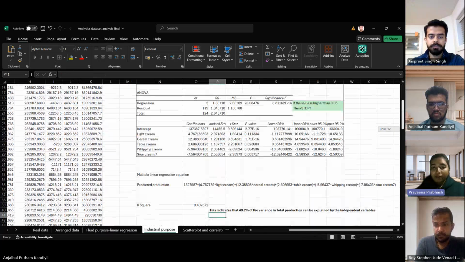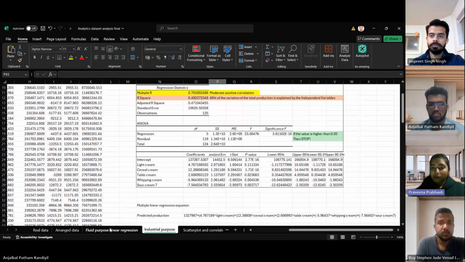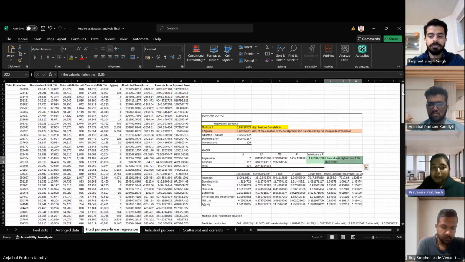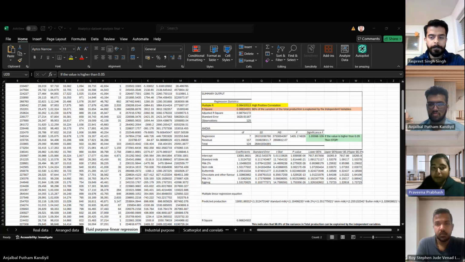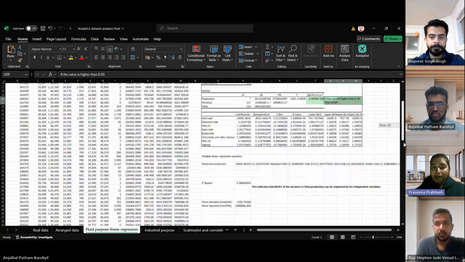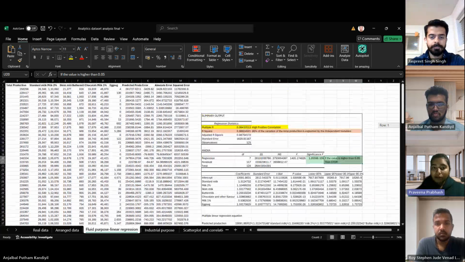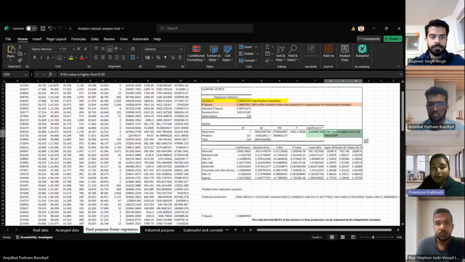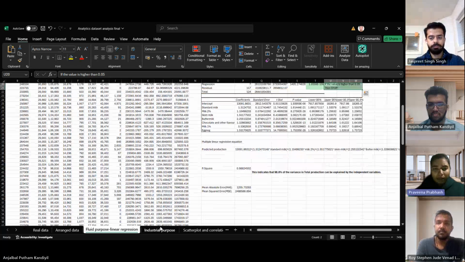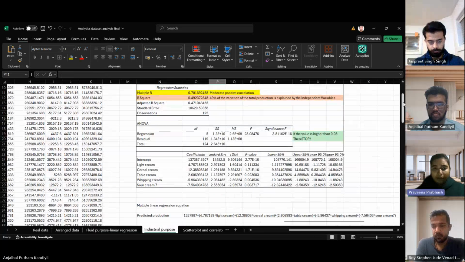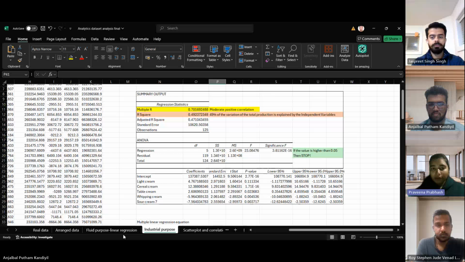First, we defined the dependent variable as the total production and separated the independent variables into fluid purpose and industrial purpose commodities. And then we ran a regression model for each group and recorded metrics such as R squared, mean absolute error, and mean squared error.